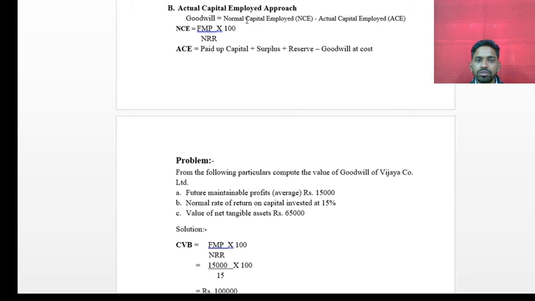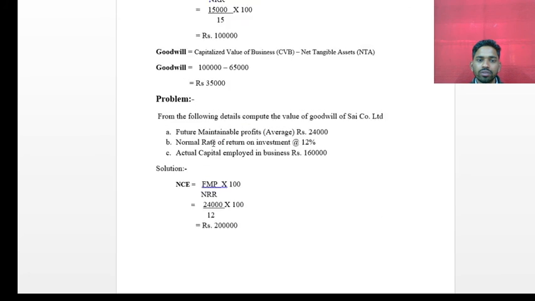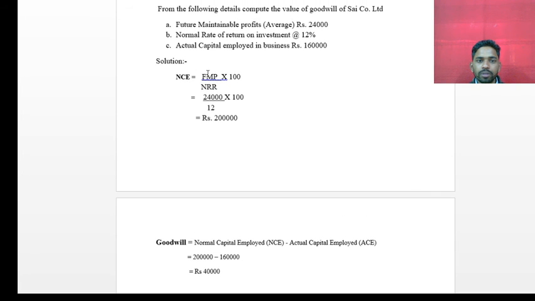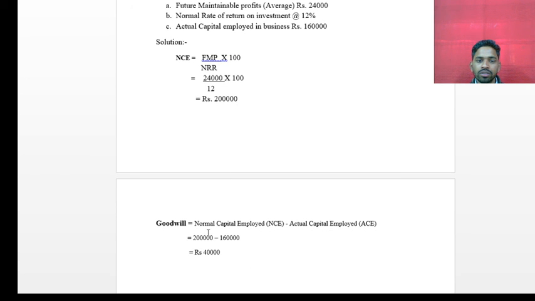How to calculate the normal capital employed? Normal capital employed is equal to future maintainable profits divided by normal rate of return into 100. In this case, future maintainable profit is 24,000, normal rate is 12%, into 100. The answer for NCE is rupees 2 lakh.